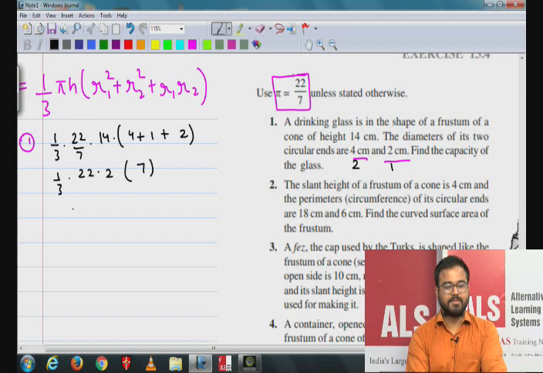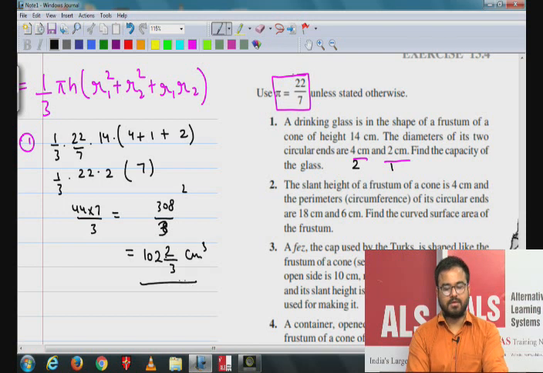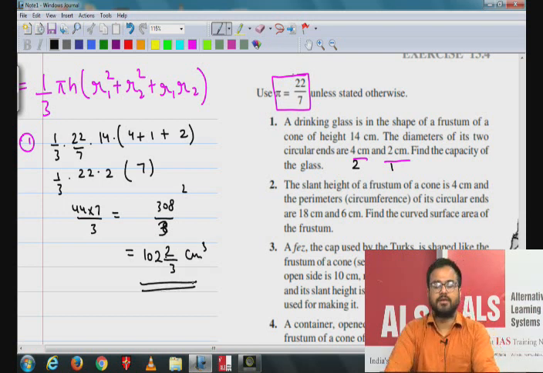So we just have to multiply this one, 44 into 7 by 3, that will be 308 by 3, which is 102 2 by 3. That is the volume for the frustum, first one. Getting it, Shillong? Shillong, Senapati.